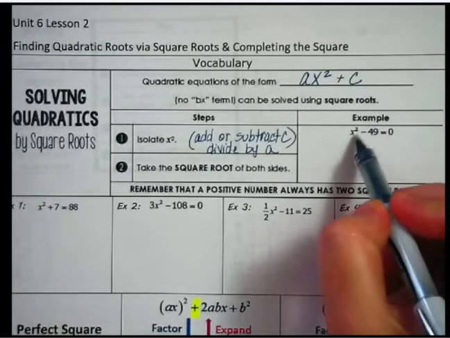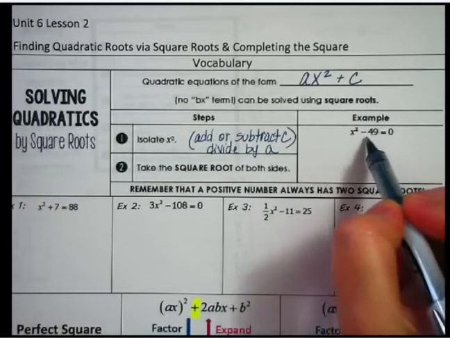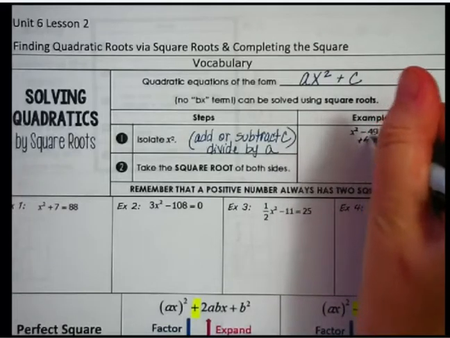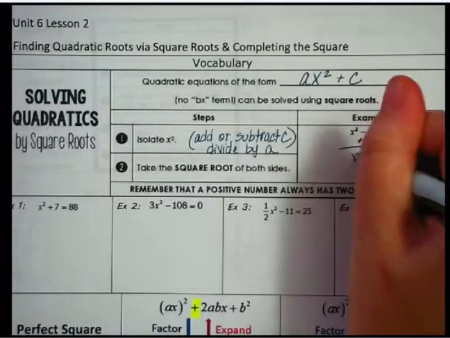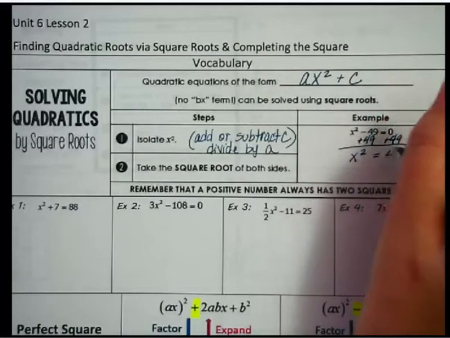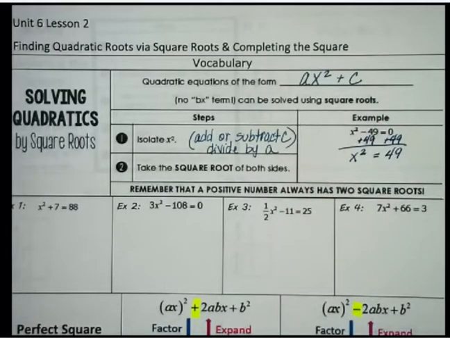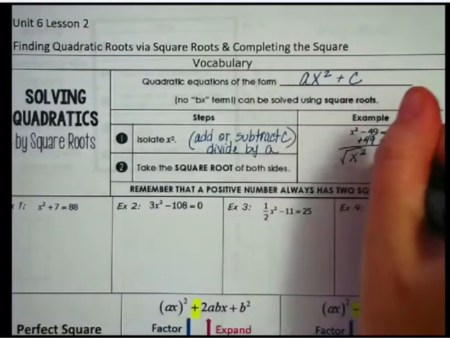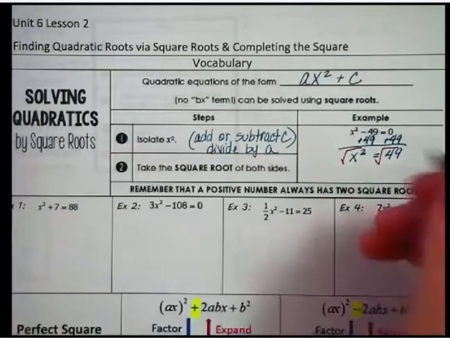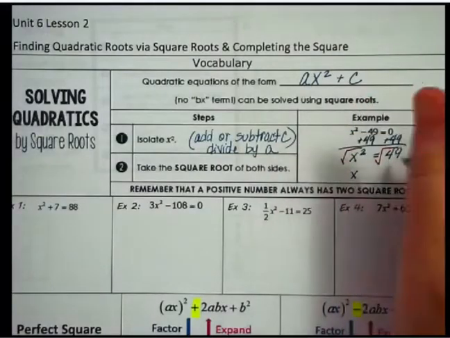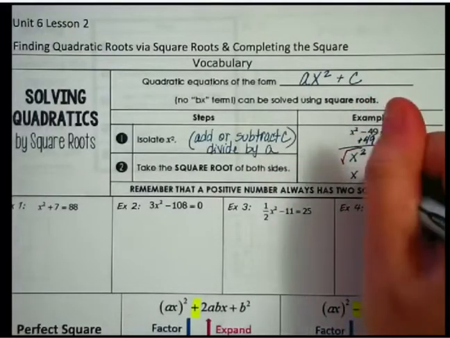So I want to isolate this x squared term, so I'm going to add 49 to both sides. So now I have the x squared by itself, and it equals 49. So what I can then do is take the square root of both sides, and I get just x, and I get just 7.